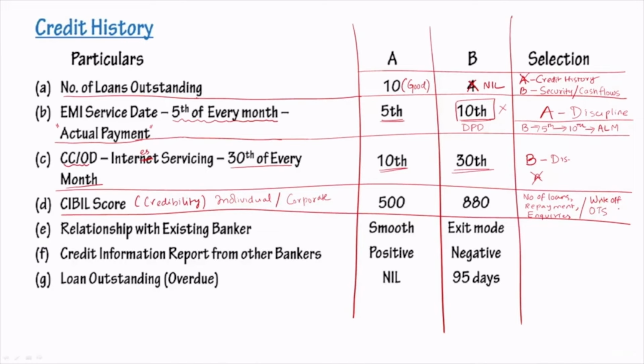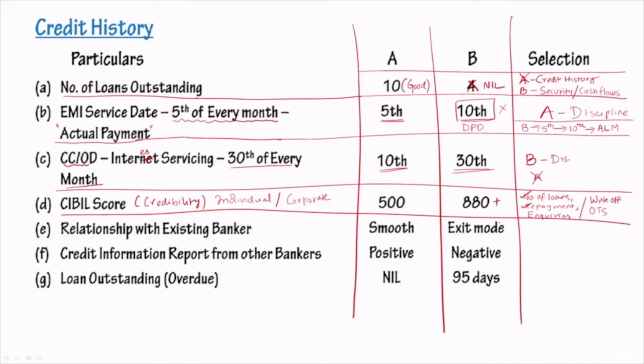So if a customer has a great credit history, I mean he has a manageable number of loans, all payments are happening on time, and he is not making roving enquiries with various banks for loans, and he has never gone for or indulged in write-off or one-time settlement, then in those cases, the CIBIL score will be satisfactory. Let's say it will be 800 plus or say 880 plus.